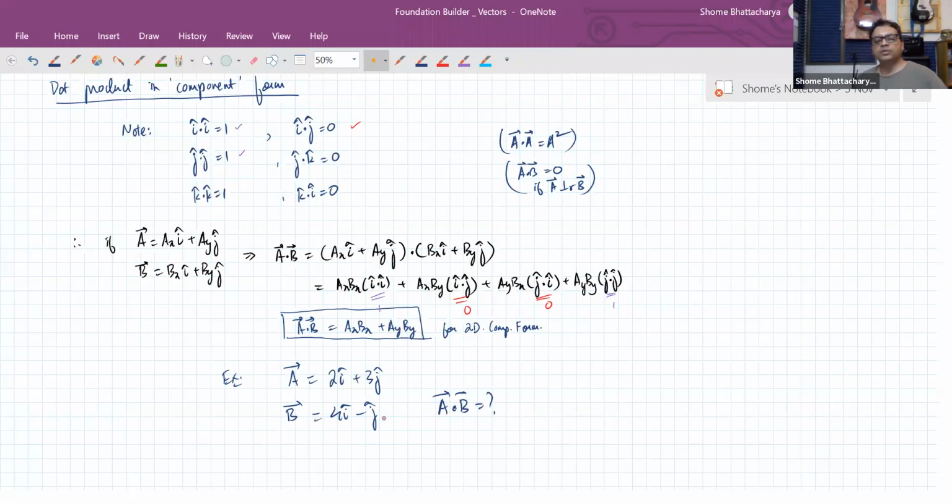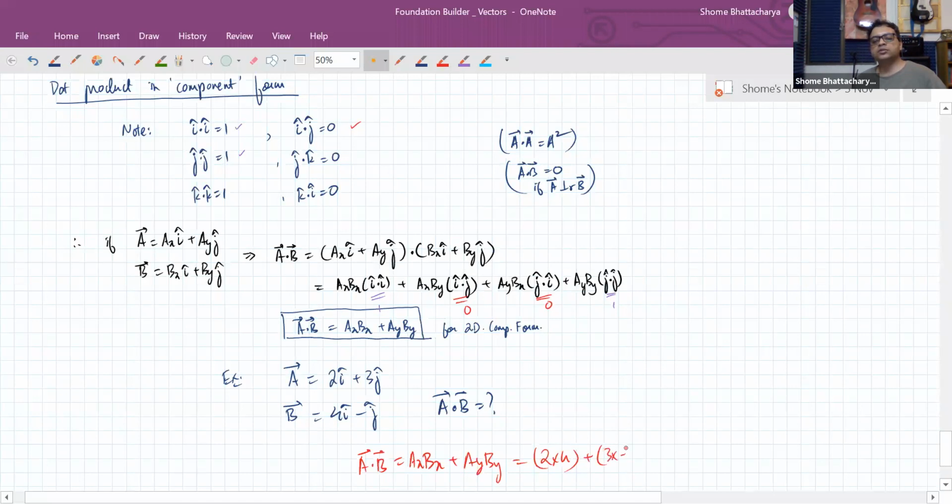So you just use this formula. A dot B is Ax into Bx plus Ay into By. So that is in this case 2 into 4 plus 3 into minus 1, so that is 8 minus 3, or 5. So our A dot B is a very simple answer here, it's just equal to 5. So this is how we find the dot product in component form in the two-dimensional case. Now we'll just expand this to 3D also, but first we note down this.